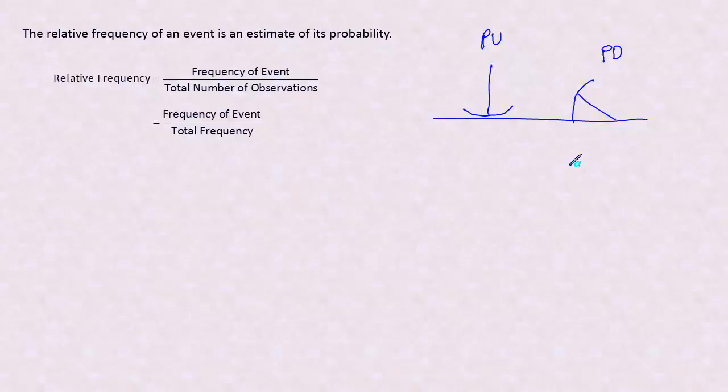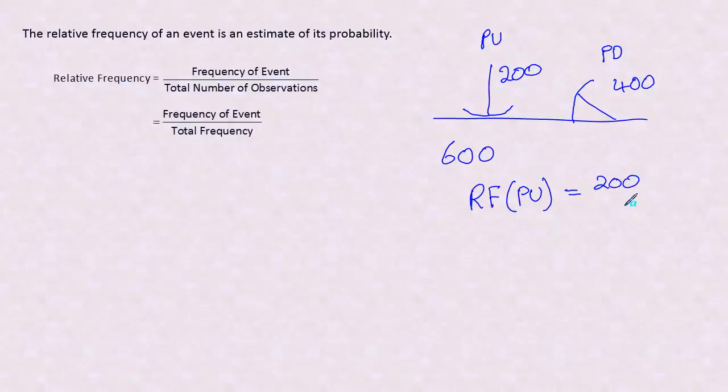So we could perform an experiment. And let's say we tossed 600 pins in the air. And just for ease, let's suppose this one happened 200 times, which means this one happened 400 times. Then we would say that the relative frequency for pin up would be 200, because that's the number of times it occurred, divided by 600, because that's the total number of observations, or the total frequency.